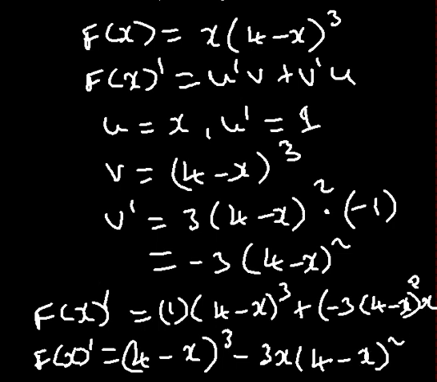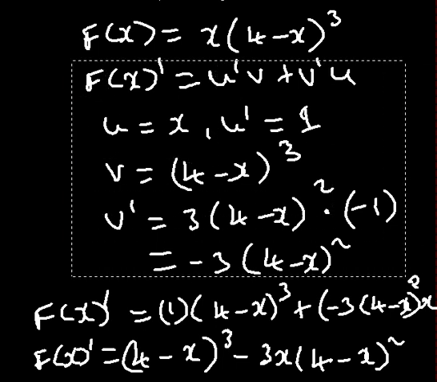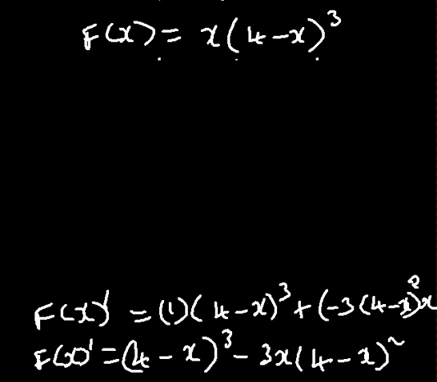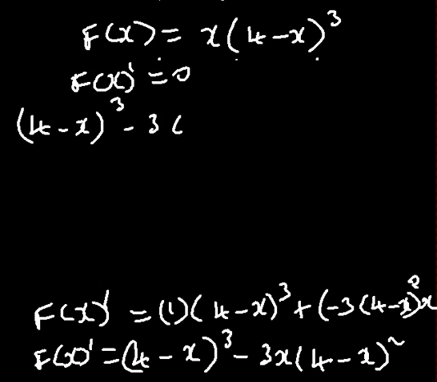And now from there we have to equate that to 0, and so for x, we should have f prime of x equal to 0. That is Fermat's theorem. And therefore we have (4 − x)³ − 3x(4 − x)² = 0.